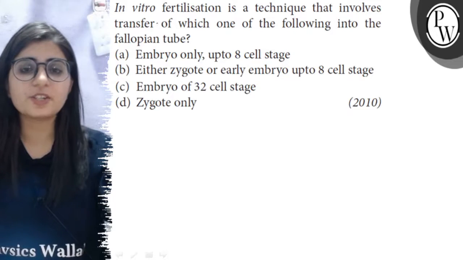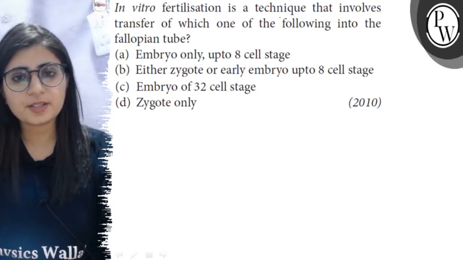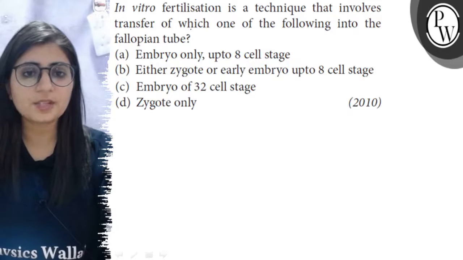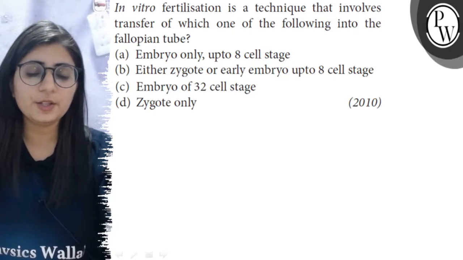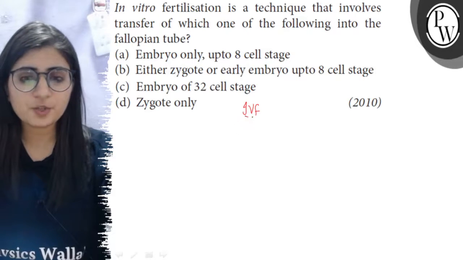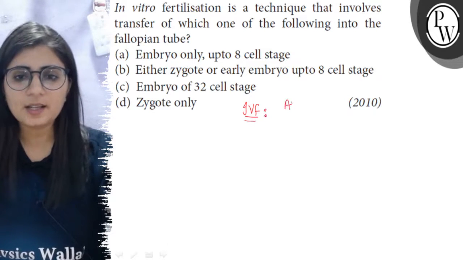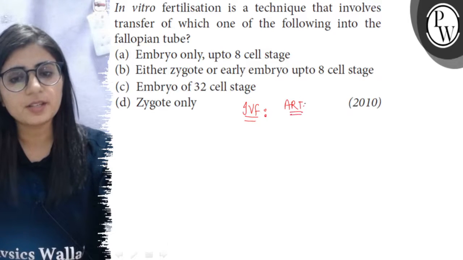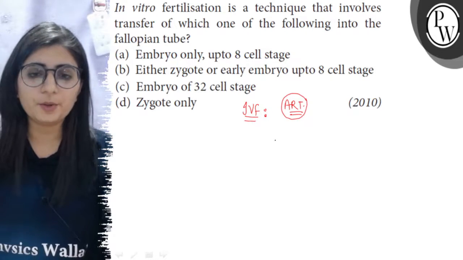Hello bachcho, the question is, in vitro fertilization is a technique that involves transfer of which one of the following into the fallopian tube. So in vitro fertilization, or test tube baby program, is an ART, or assisted reproductive technology, which helps the infertile couple to have a child.